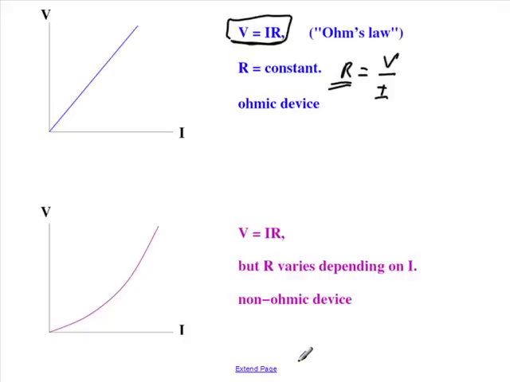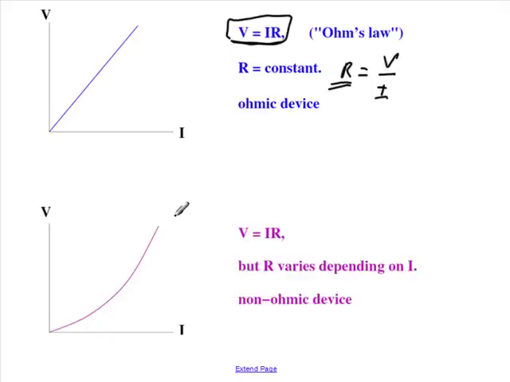Okay? Light bulbs, for example, tend to have a higher resistance when there's more current going through. So these are called non-ohmic devices. Now, they don't really not obey Ohm's law, because Ohm's law is simply the definition of resistance. R is V over I. But these are non-ohmic devices. They don't have a nice linear relationship.